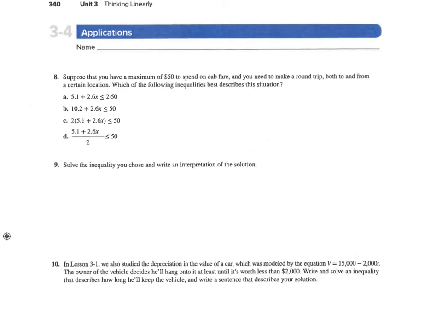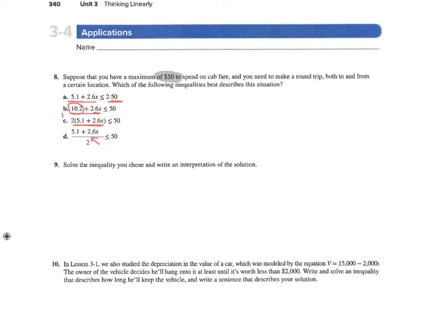Okay, number 8 says suppose that you have a maximum of $50 to spend on the cab fare and you need to make a round trip, so you have to go there and back, both to and from a certain location. Which of the following inequalities best describes this situation? So we're going to have to double that trip basically. Well, does this do that? No, that doubles how much we have to spend. This doubles, no, it just doubles the first one. It doesn't double the 2 and the 6/10. This looks good. This one cuts everything in half.